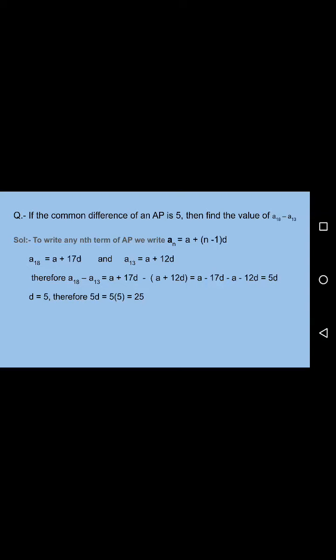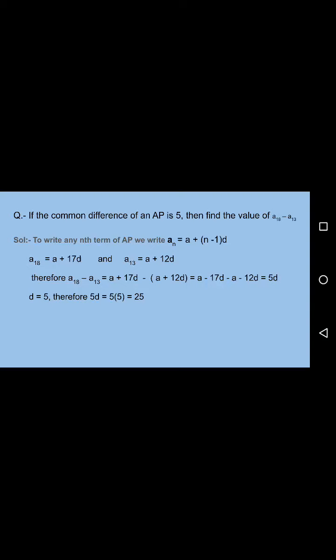So n minus 1 is 1 less than the term we are going to find. Suppose we are going to find the 18th term, so n minus 1 will become 17. And similarly for the 13th term, we can write a plus 12d. Now 12 is n minus 1 only. So this is how we represent it.